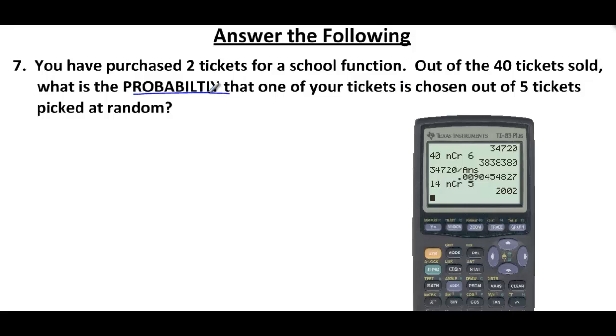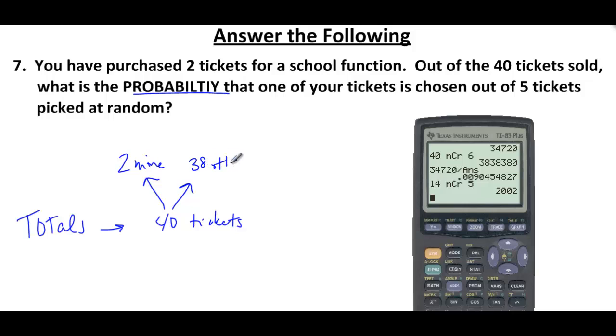Okay, so again, let's think about our totals. It just so happens that we have 40 tickets. That's our total number of tickets. And it says you have purchased 2 of these tickets. So I know 2 are mine, which means that 38 belong to other people. Let's write others. It says, what is the probability that one of your tickets is chosen out of the 5 tickets picked? So we have a total of 5 tickets that were picked. And we want to know the probability that one of them is mine, meaning that 4 of them belong to other people.